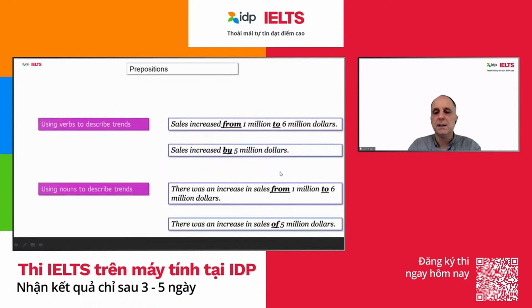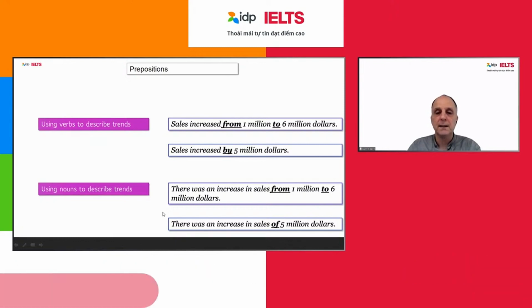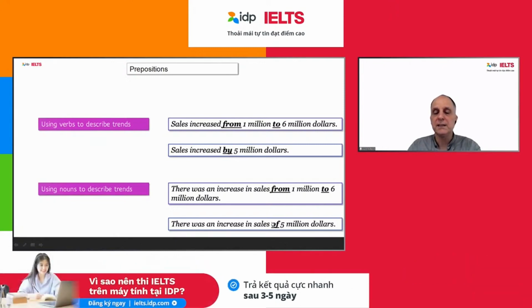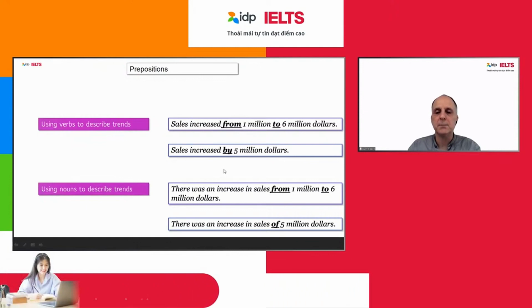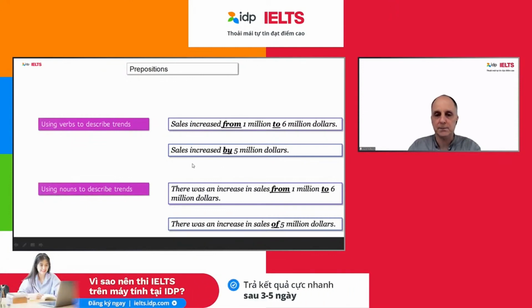Okay, good. Now, just remember some of the verbs to describe trends. From and to, with the prepositions of by here as well. Okay, and then nouns. So you see the difference. So prepositions are quite important because they can change the meaning, and that could result in some of your data being slightly confusing as well. So be careful with prepositions.